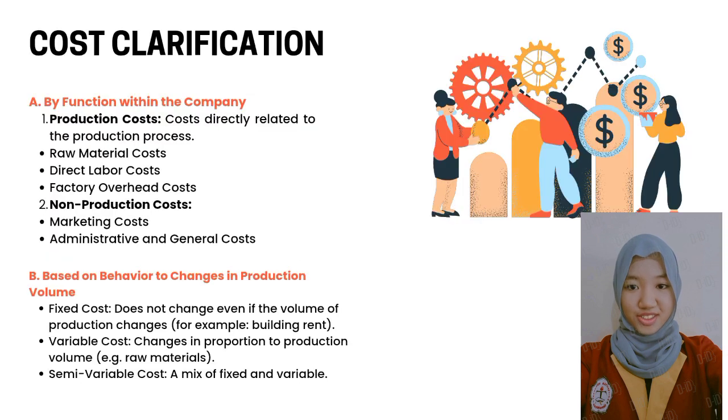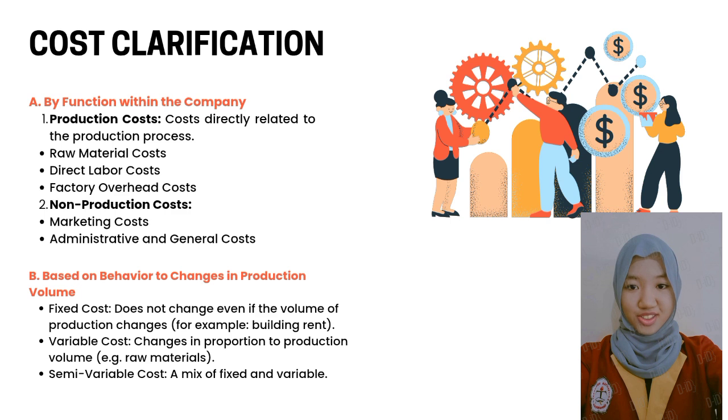Cost classification. A. By function within the company. 1. Production costs, costs directly related to the production process: raw material costs, direct labor costs, factory overhead costs. 2. Non-production costs: marketing costs, administrative and general costs.